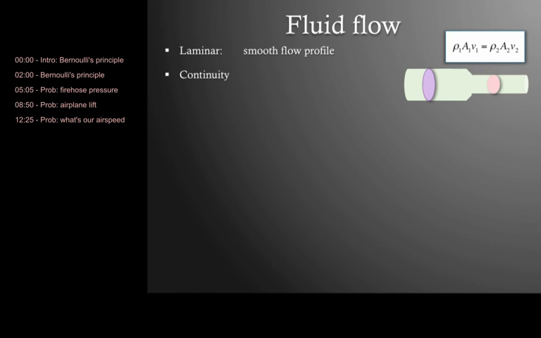So first, to talk just real briefly about fluid flow again, bring these up. There's laminar flow. This means you have a nice smooth flow profile where your streamlines are like so. And also this continuity equation is very important. Basically this means that the mass of your fluid is conserved.